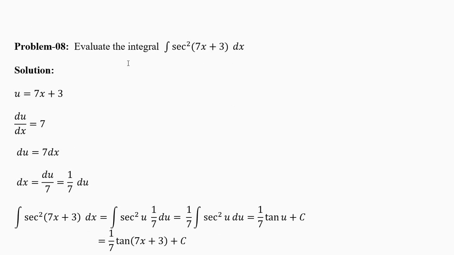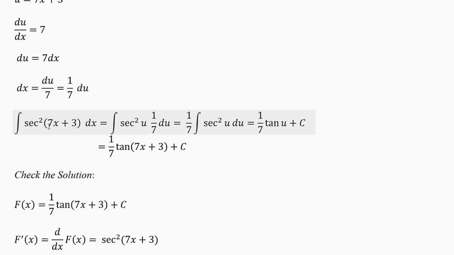Next is evaluate the integral secant squared 7x plus 3 dx. Now, your main function is secant square and the argument is 7x plus 3. So put u equal to 7x plus 3. So your argument should look very simple. It should look like kx or like u. So it cannot look like kx because this 3 is sitting here. So let's put u equal to 7x plus 3, du by dx equal to 7, du equal to 7 dx. Now dx equal to du by 7, this is 1 by 7 du.